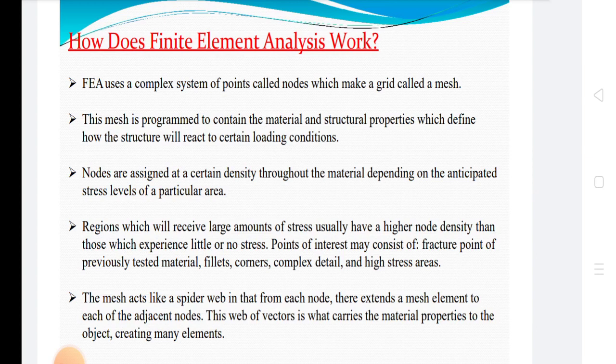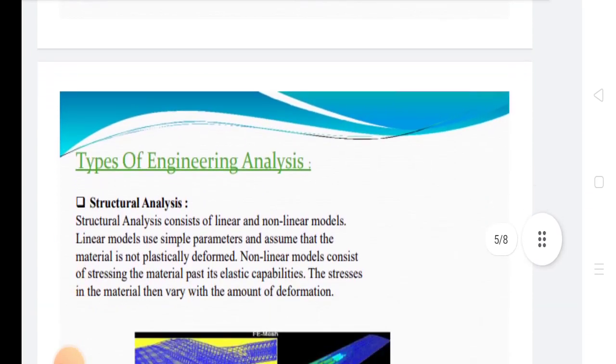Points of interest may consist of the fracture point of previously tested material, fillets, corners, complex details, and high stress areas. The mesh acts like a spider web in that from each node there extends a mesh element to each of the adjacent nodes. This web of vectors is what carries the material properties to the object, creating many elements.